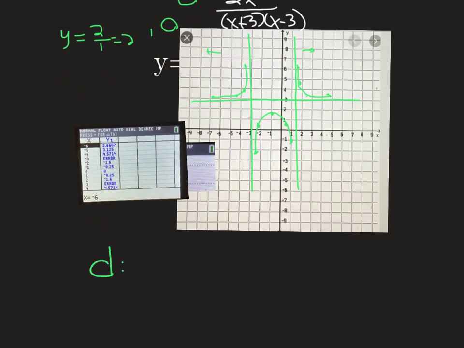Domain, look at your picture. Actually, the domain from left to right is going to skip 2 numbers. So I'm going to do it this way. I'm going to say all x that x cannot equal. It skips the negative 3 and the positive 3. That's where my asymptotes are.